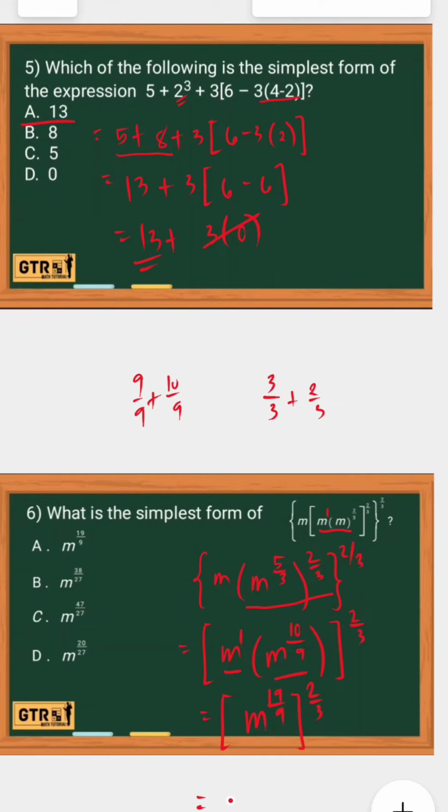So, just multiply the exponent. So, we have 19/9 times 2/3. Multiply the numerator, 19 times 2. So, that is 38/9 times 3, 27. So, therefore, the answer is letter B, m raised to 38/27. Okay, so next number.